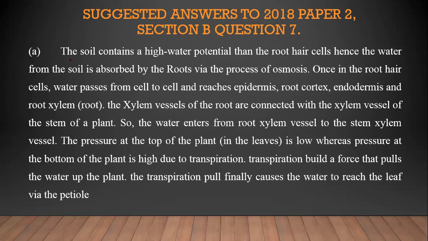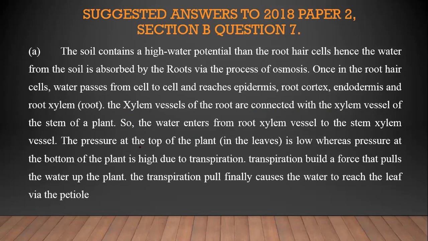Now here the first one was asking us to describe the mechanisms that are involved in the movement of water from the roots all the way up, from the soil all the way up to the leaves. So here we are saying the soil contains a higher water potential than the root hair cells. Hence, the water from the soil is absorbed by the roots via the process of what? Osmosis. So once in the root hair cells, water passes from cell to cell and reaches the epidermis, root cortex, endodermis, and the root xylem. So the xylem vessels of the root are connected with the xylem vessels of the stem of the plant. So the water enters from the root xylem vessel to the stem xylem vessel.